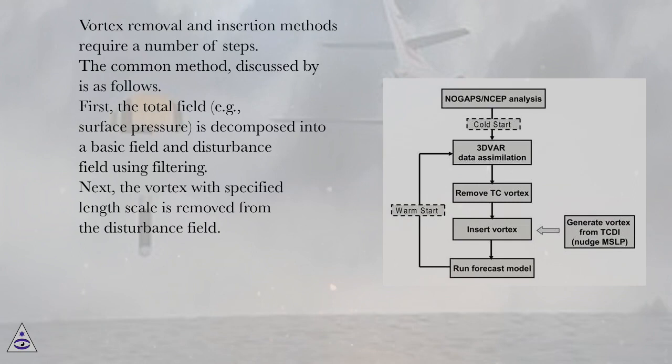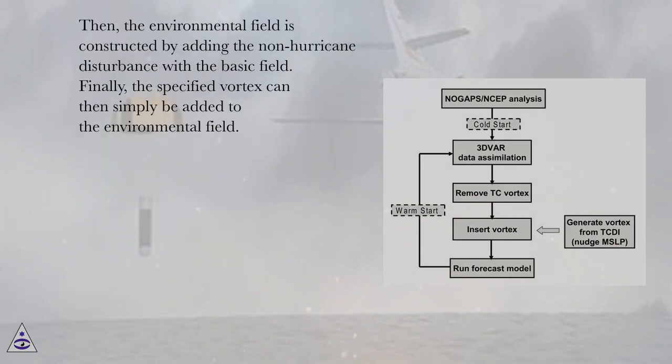The common method, discussed by is as follows. First, the total field, for example, surface pressure, is decomposed into a basic field and disturbance field using filtering. Next, the vortex with specified length scale is removed from the disturbance field. Then, the environmental field is constructed by adding the non-hurricane disturbance with the basic field. Finally, the specified vortex can then simply be added to the environmental field.